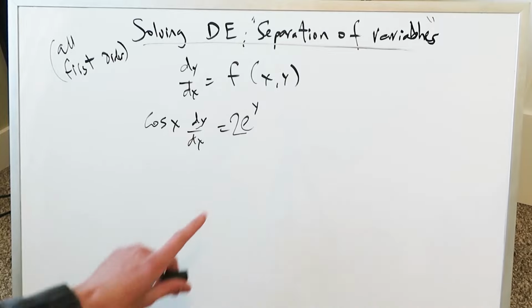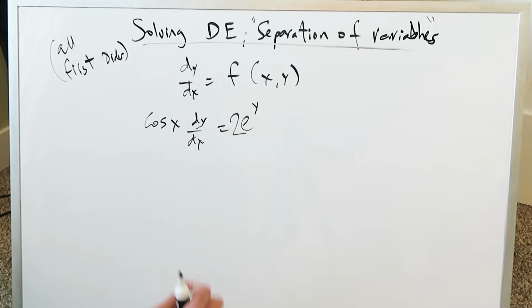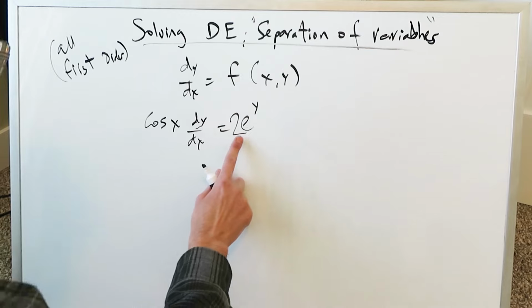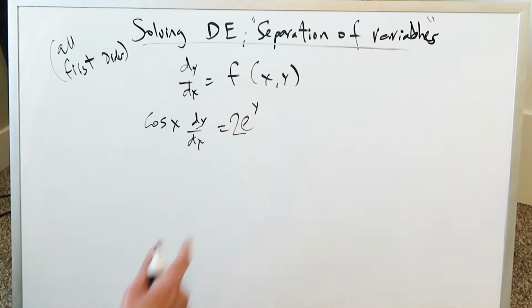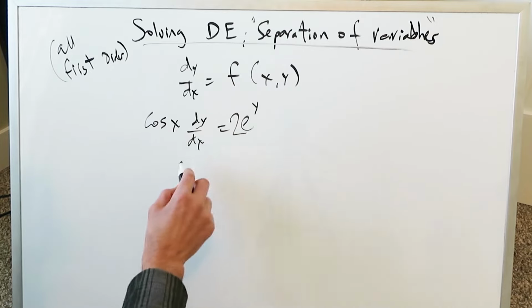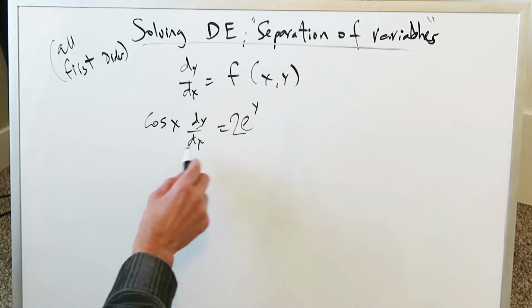Maybe we can do one more question and just look at this right here. Squeeze in this last question. Cosine x dy over dx is equal to 2e to the y. We have to find the function or the equation for which this differential equation holds true. How about we cross multiply and bring things over onto the other side?